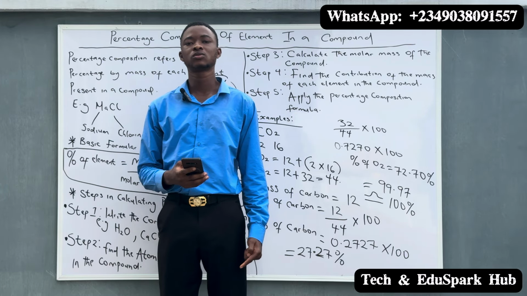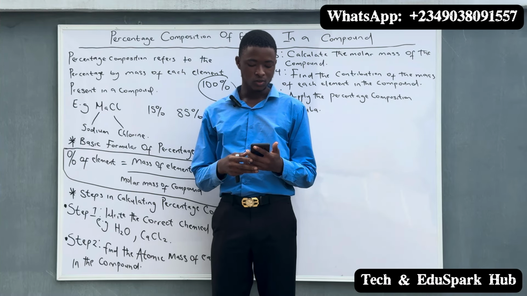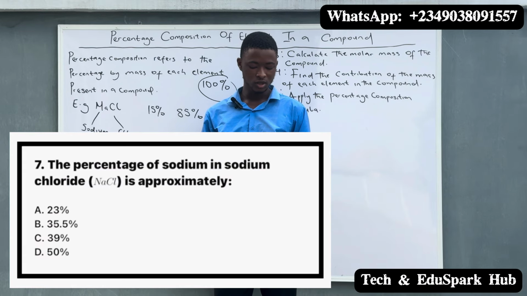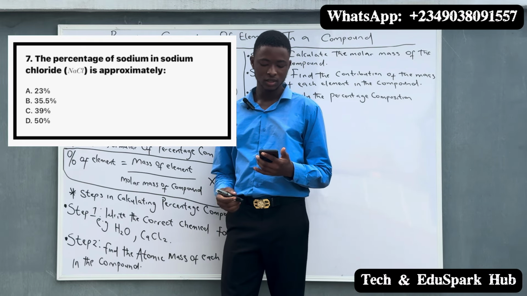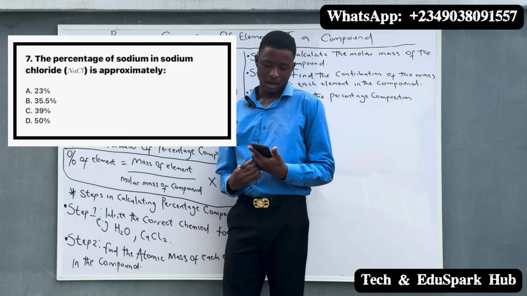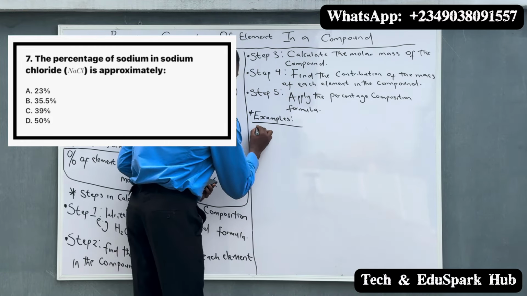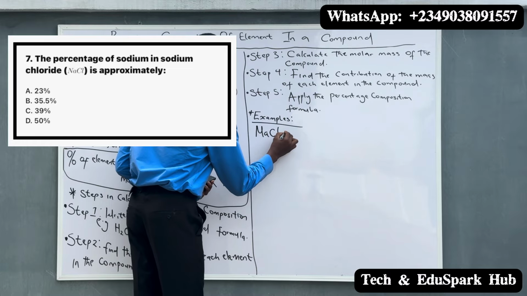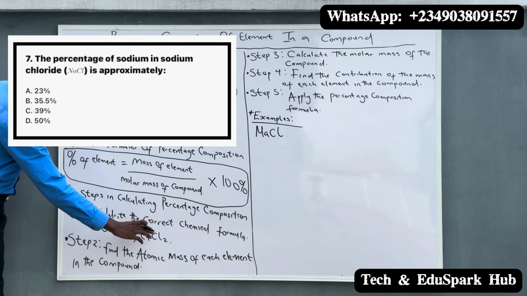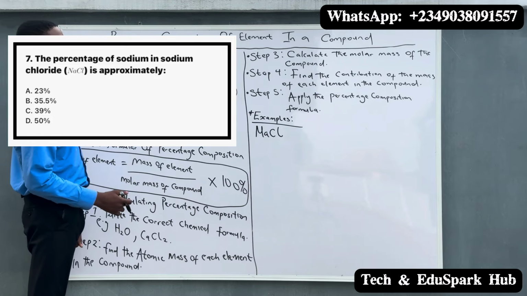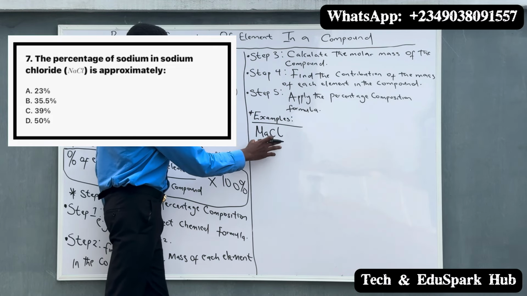So let's move to the last question under the percentage composition of elements in a compound. The question says the percentage of sodium in sodium chloride is approximately. In this kind of question, we are given the compound, which is sodium chloride. And the question has already given us the formula for sodium chloride, which is NaCl. So this means that we have already completed the first step, which is to write the correct chemical formula of the compound we are trying to work with. So the question has already given us the correct chemical formula for sodium chloride, which is NaCl.